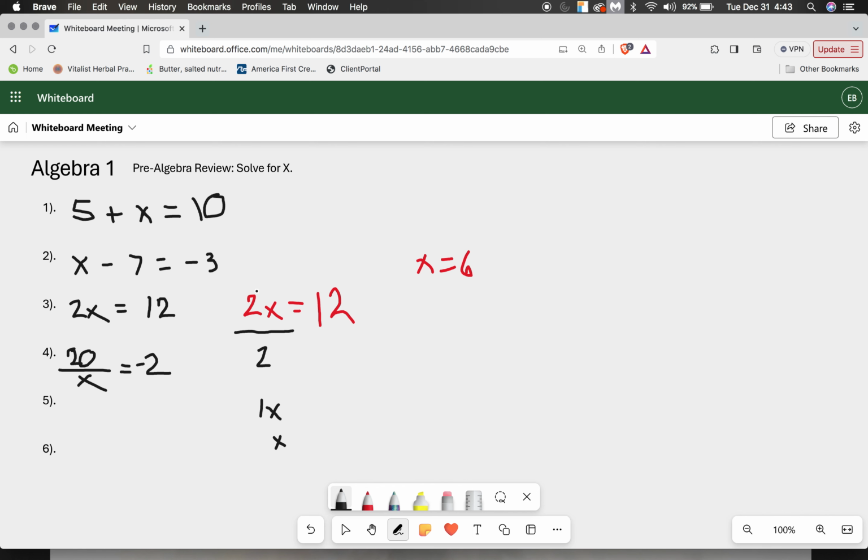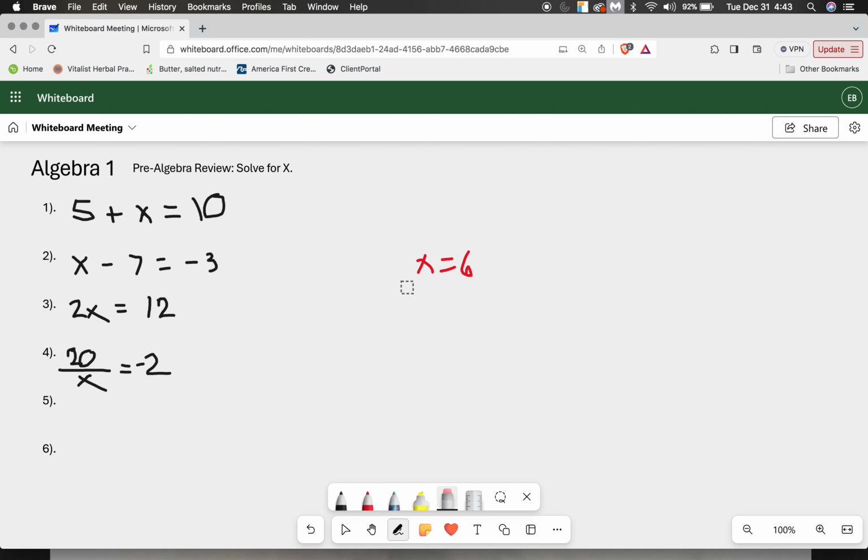Well, whatever we do on the left side, we have to do on the right side, so we're going to divide this by 2. What is 12 divided by 2? 6. So 1x equals 6, or we could just say x equals 6. So we know that's the right answer because it matched what we already know about math. So x equals 6 for problem 3.